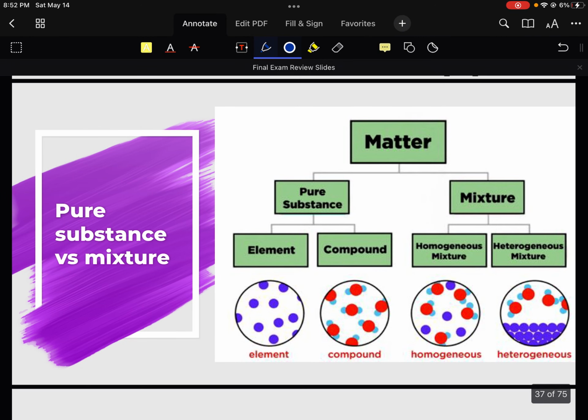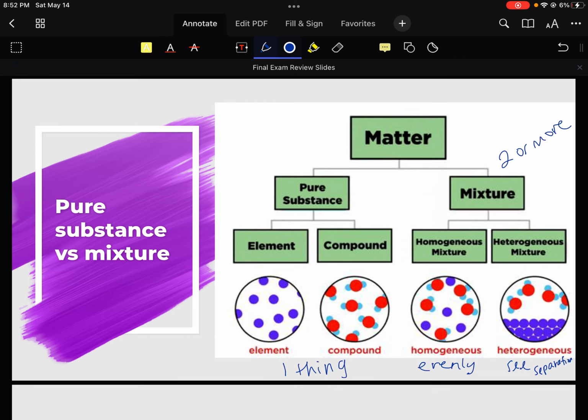We also discussed the difference between a pure substance and a mixture. So just like the picture is kind of showing you, a pure substance is where you just have one thing. So we can either have one element or one compound, but you just have one thing in the solution or in the container. A mixture is when we have two or more. And you can see we have a homogeneous mixture. That's where everything is evenly spread out. And then we have a heterogeneous. That's where you can kind of see, let's say, separation.